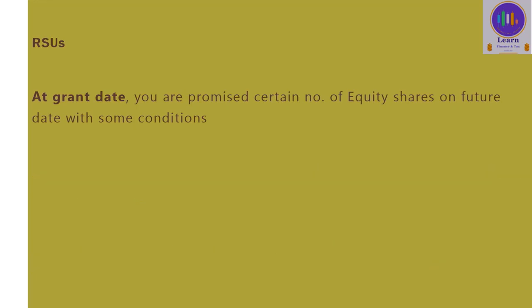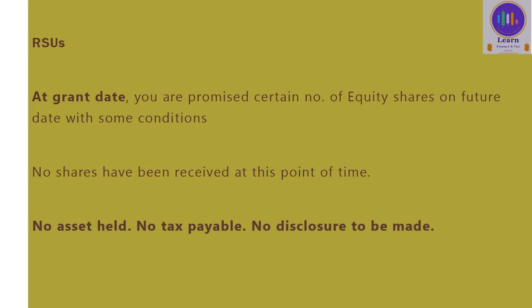At the grant date, you are promised a certain number of equity shares with some conditions. Conditions we will see later. But at the grant date, you have not been provided with any shares. So no asset held, no tax payable, no disclosure to be made.